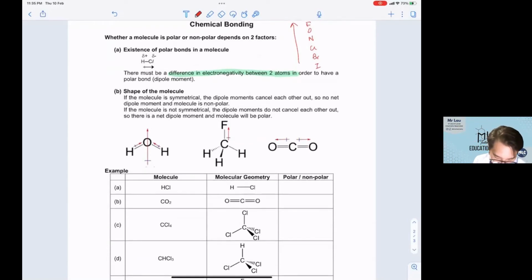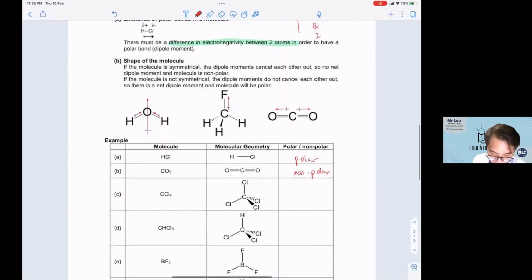For example, Cl is electronegative, so it will pull in this direction. So therefore, yes, it is polar. CO2 is non-polar as mentioned. CCl4 is tetrahedral. It is fully symmetrical, so all the dipole moments will cancel out. So this will be non-polar.